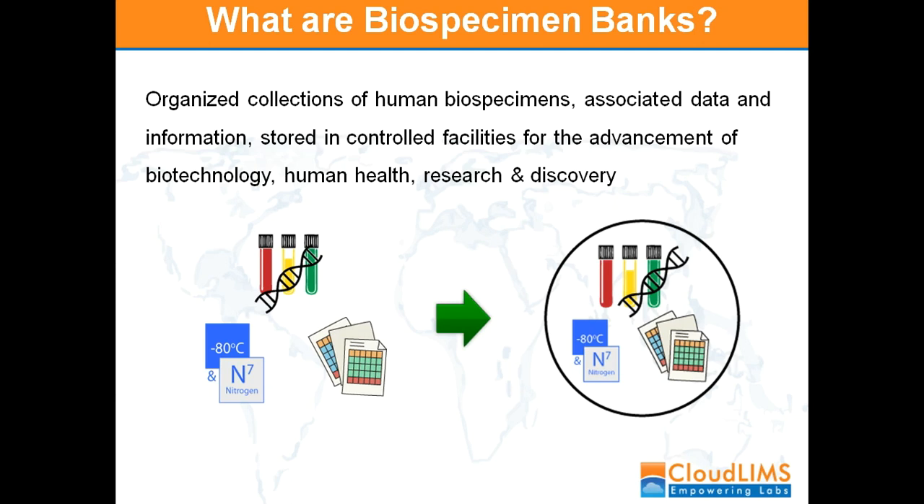Biospecimen banks are an organized collection of human specimens, associated data and information stored in controlled facilities for the advancement of biotechnology, human health, research and discovery. Biobanks are one of the list of 10 ideas changing the world right now, published in Time magazine 2009. The article says that a biobank is a safe house of tissue samples, tumor cells, DNA, and blood that should be used for research into new treatment of diseases.